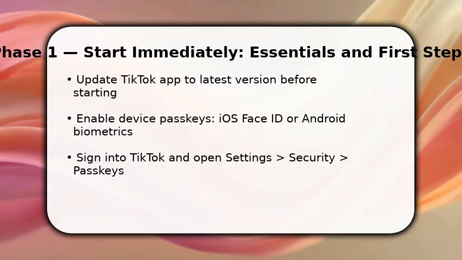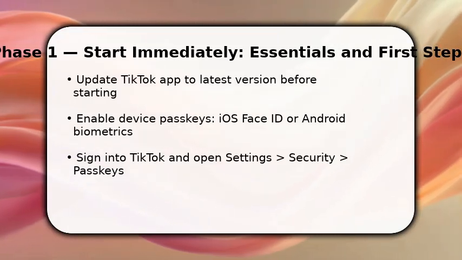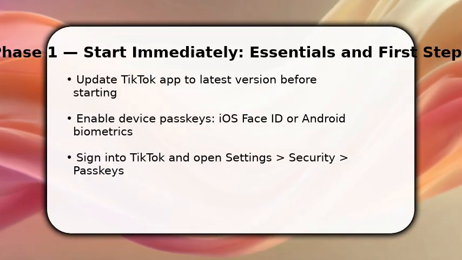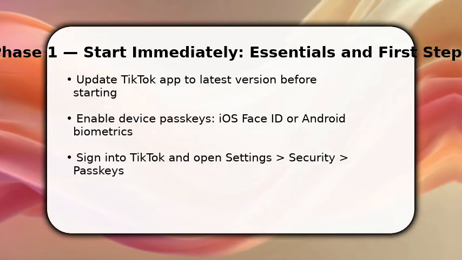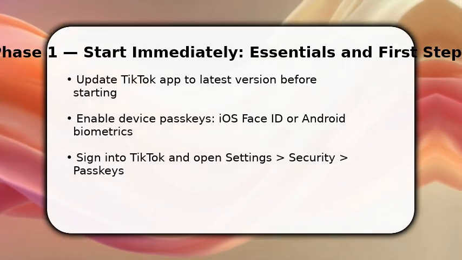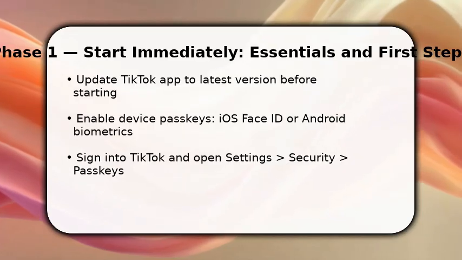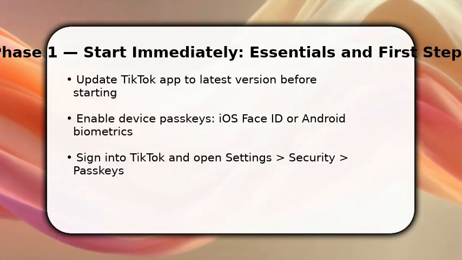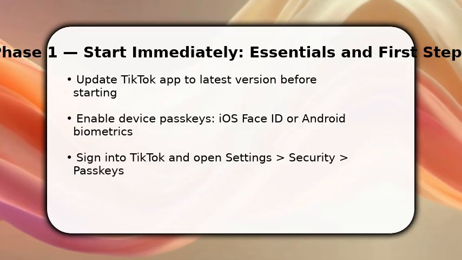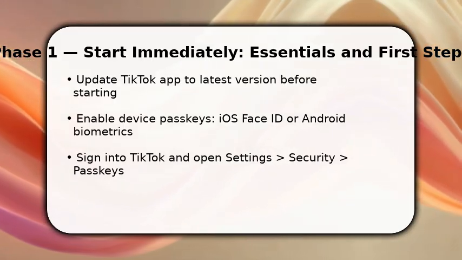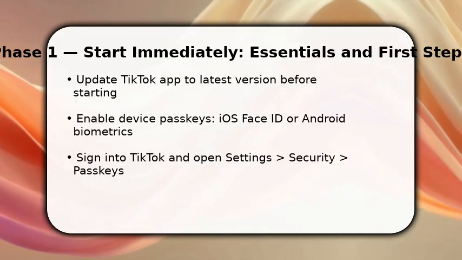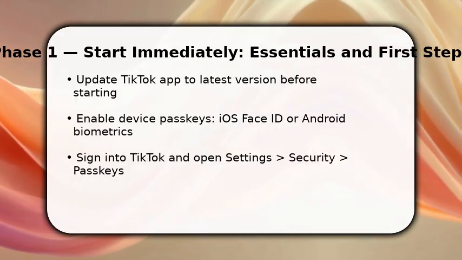Enjoy the video. You already have updates and biometrics enabled. Now start. Open TikTok, go to Settings, then Security, and tap Passkeys to begin the only supported flow. You choose your device as the authenticator. This binds TikTok to your device credentials for stronger protection. Why do this first? Because Passkeys eliminate shared passwords and reduce phishing risk.